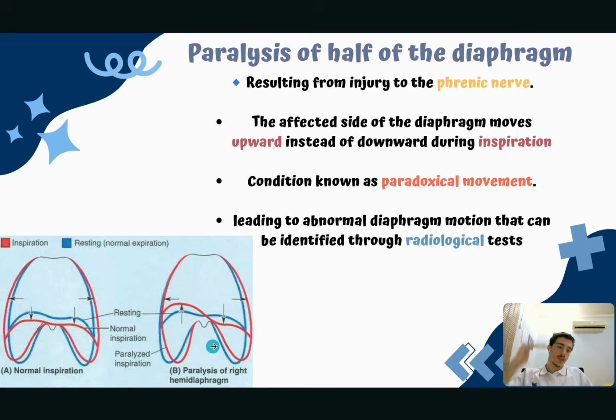So one side is going to move normally, and the other one is going to stay. What is it? This condition, as I said, is the paradoxical movement, the opposite. Of course, this leads to abnormal motion, and it can be identified through radiological tests.